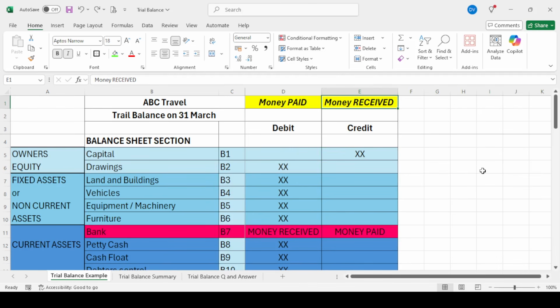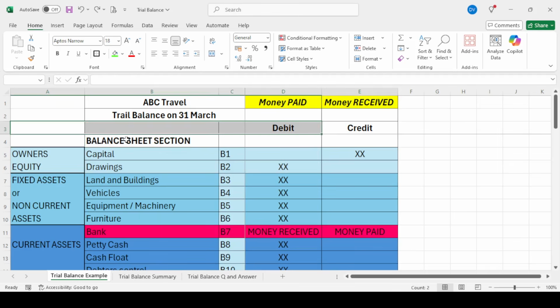Right. So let's take a look at this trial balance. This one is a completed, correct one. This is basically what it should look like. Okay. Your trial balance is made up of two sections. The first section is the balance sheet section.